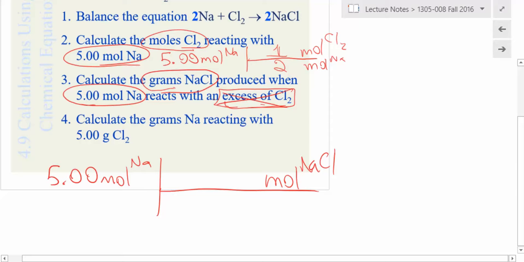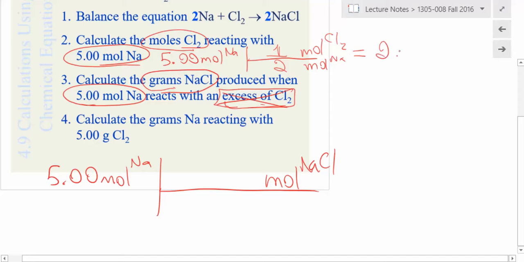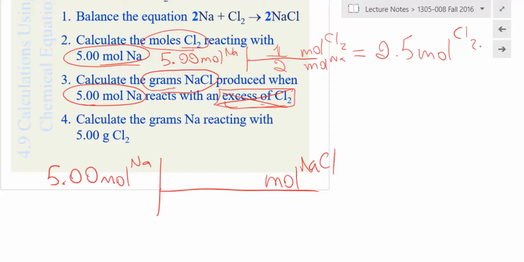What excess means is that there is more chlorine than we would ever need. So for example, here I have 2.5 moles of chlorine that are needed to react with 5 moles of sodium. Well, what if I had 10 moles of chlorine? Would I use 10 moles of chlorine? No, I would only use 2.5 moles, right? So that means 10 moles of chlorine is in excess. There's excess chlorine, more than I would use.